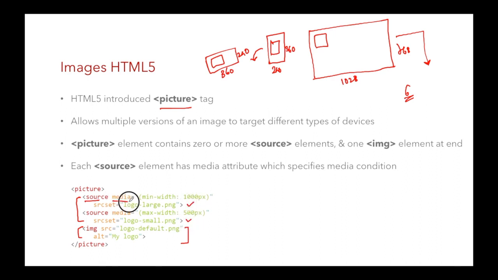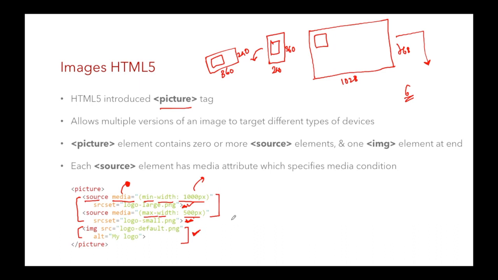And the media attribute wherein you can specify min-width colon the size of the device. So if minimum width is this, then this particular image will be displayed. If the maximum width of a device is 500 pixels, then this particular image will be displayed. And if none of the scenarios match, then this one will be displayed. Each source element will have this attribute which will be responsible for calling a particular image. This decision is taken by the browser, which particular image needs to be called.